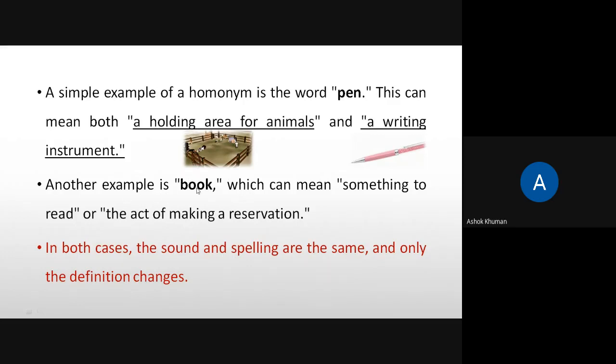Another example is book, B double O K, which can mean something to read, an object, a noun, or the act of making a reservation, booking tickets in advance. So book as a verb and book as a noun: spelling same, sound same, meaning different. They are homonyms. In both cases the sound and spelling are the same and only the definition changes. Definition changes means the meaning changes. So we saw two examples, pen and book.